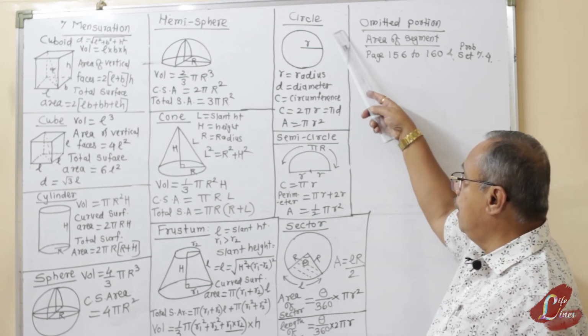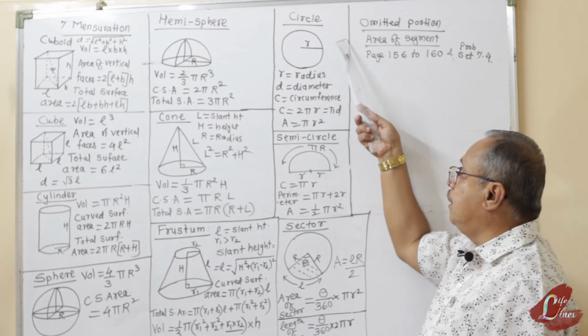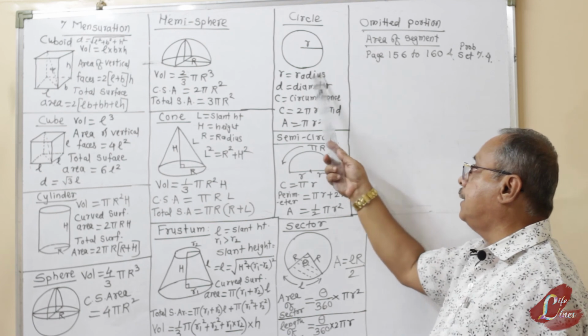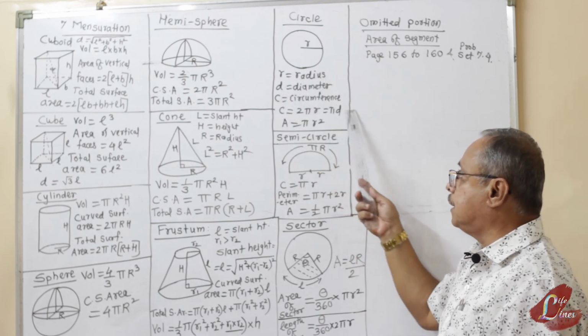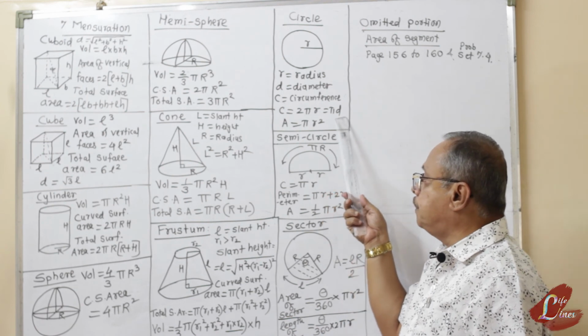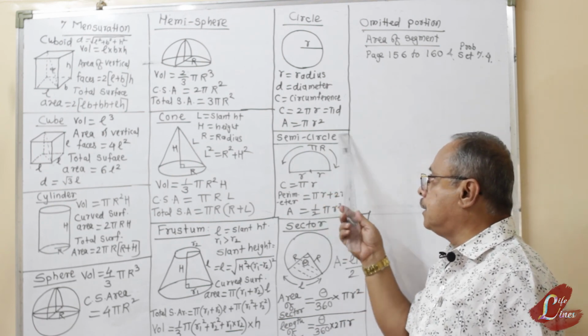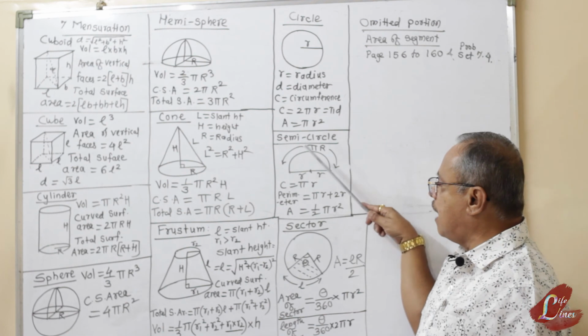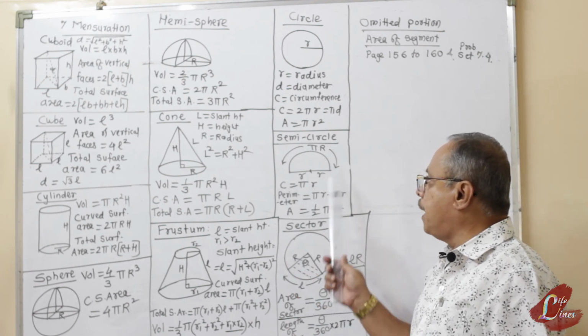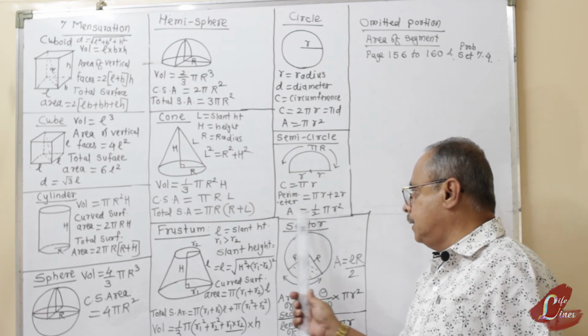Now circle. We have already studied this basic formula. We forget this, so we have to remember this. R is the radius, D is the diameter, C is the circumference. C is equal to 2 pi r, that is pi d, area pi r square. Semicircle, that is half circle: circumference is 2 pi, perimeter is pi r plus 2r, area is half pi r square.